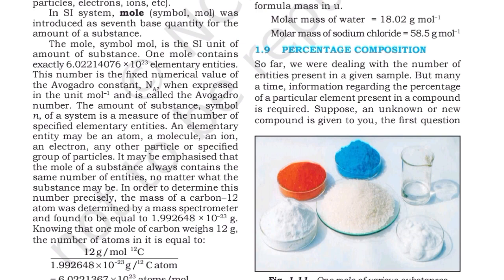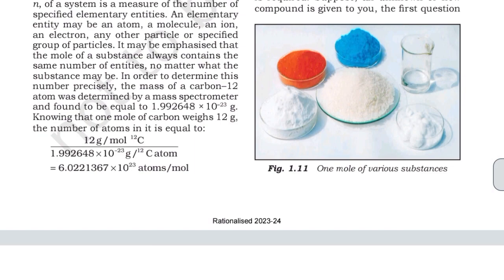In order to determine this number precisely, the mass of a carbon-12 atom was determined by a mass spectrometer and found to be equal to 1.992648 × 10^-23 grams. Knowing that 1 mole of carbon weighs 12 grams, the number of carbon atoms in it is equal to 12 g/mol C-12 divided by 1.992648 × 10^-23 g/C-12 atom, which is equal to 6.0221367 × 10^23 atoms per mole.